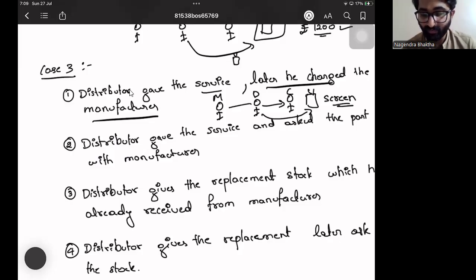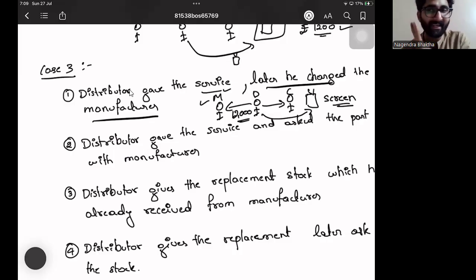Now later he will charge the manufacturer. Manufacturer, I gave the warranty on your behalf. I put in the screen. I will charge you 12,000, for example. This is actually a service given by the distributor to the manufacturer, not to the customer. Because on behalf of the manufacturer, the distributor gave the service to the customer.